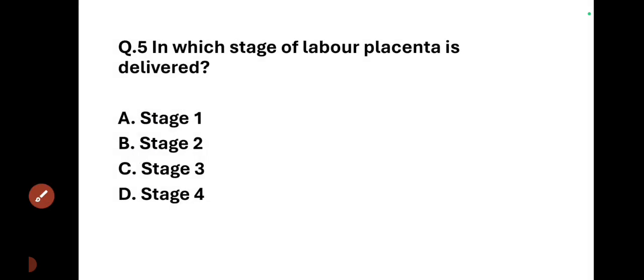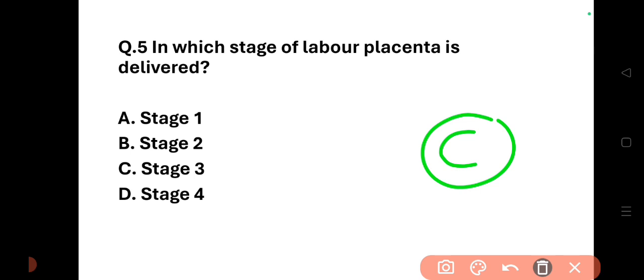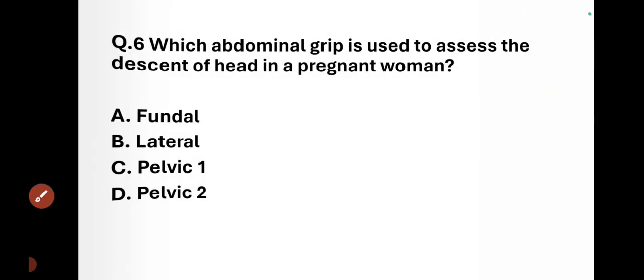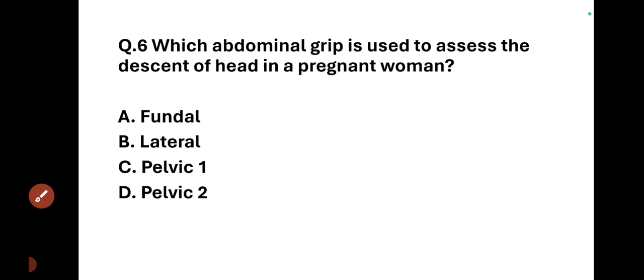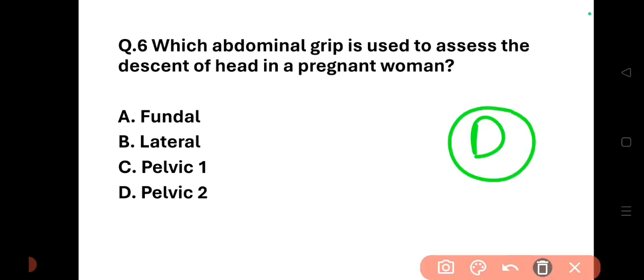Question number 5. In which stage of labor is the placenta delivered? The right answer is option C, stage 3. Question number 6. Which abdominal grip is used to assess the descent of head in a pregnant woman? The right answer is option D, pelvic 2 grip.